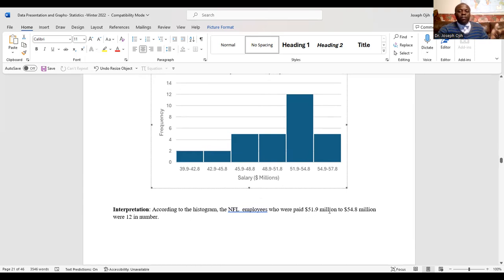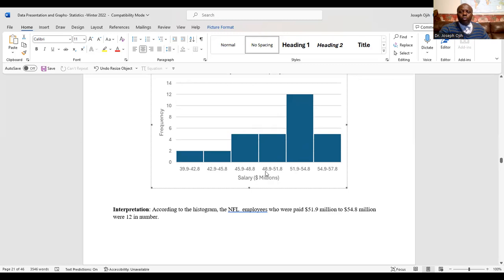You can interpret it in different ways, so long as you say what you are seeing here. Like a journalist might say, most of them make 51.9 to 54.8 million, and only a few of them made 39.9. So long as you say what is in the histogram, you can interpret it in different forms. It doesn't matter whether you mention the lowest one or the highest one, as long as you mention something exactly.